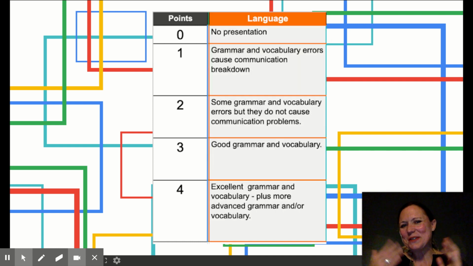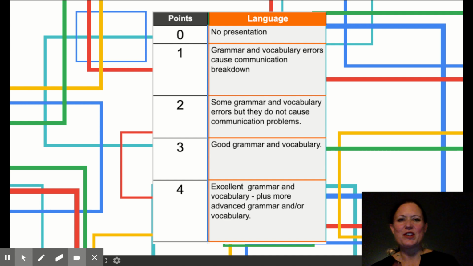Of course, we also have to listen for your language. So this is your grammar and vocabulary. And of course, we want to hear that you can use 340 level grammar structures: present tense, past tense, future tense, articles, prepositions, modals, count and non-count nouns. All of those different grammar structures we've been studying this semester, that you can use them and use them correctly. We're also going to be listening that you have a nice range, a nice variety of vocabulary.